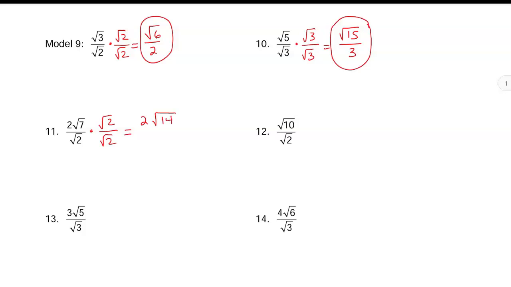Notice how I just multiply the 2 times the 7, because they're both under the square root. The denominator has a 2 in it, and that 2 in the denominator will cancel with the 1 that was already in the numerator, and your answer is the square root of 14. Now I would like you to pause the video and do the last 3 problems on your own. Then turn the video back on to check your answers. I will now write the answers to these 3 problems.